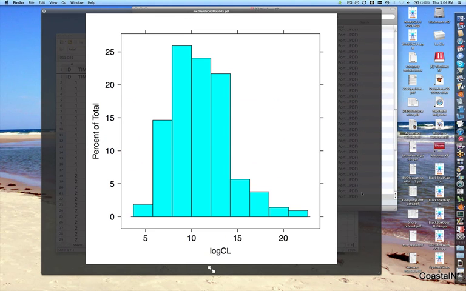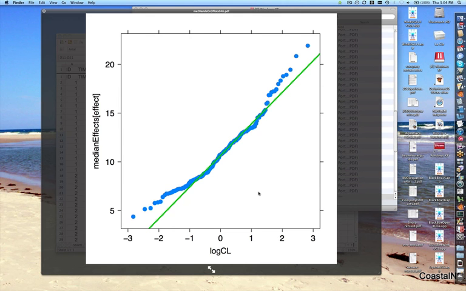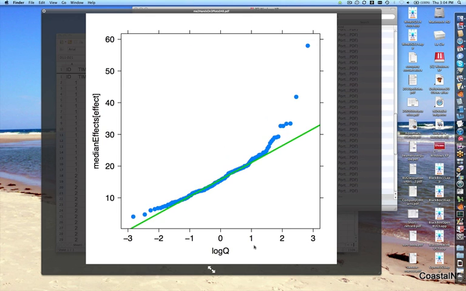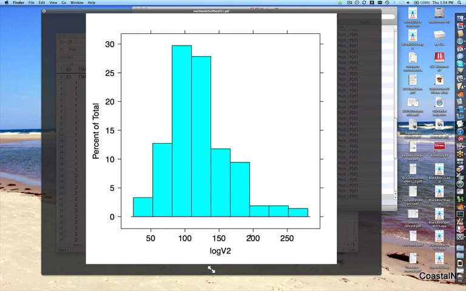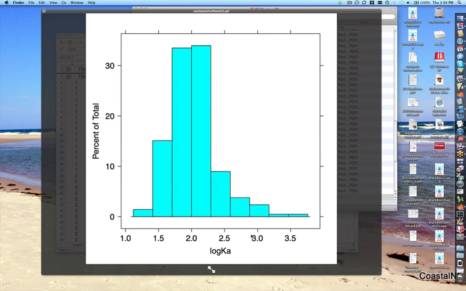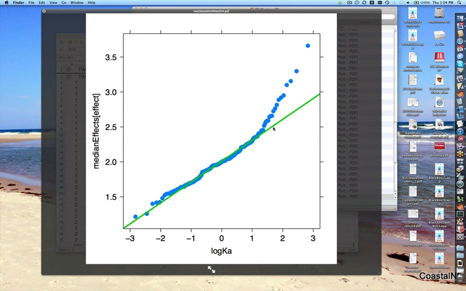And then I do some plots at the end to check whether the distribution of random effects seems to be consistent with our assumption of a normal distribution, for example. Boy, log clearance might be a little nicer than that, but it's not too awful. Log Q, got a nasty tail on that one too. Yeah, some of those could be prettier.